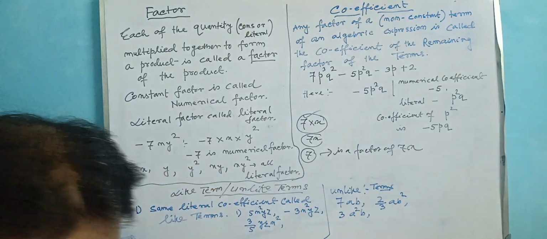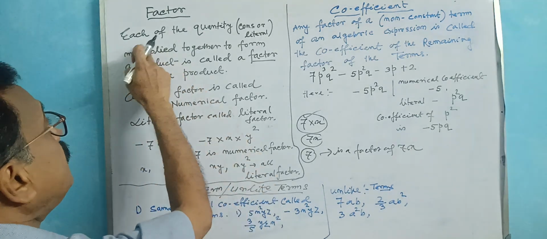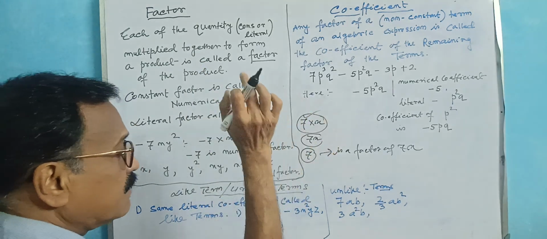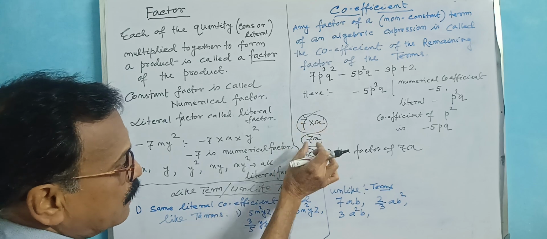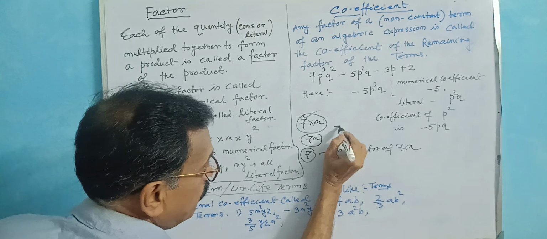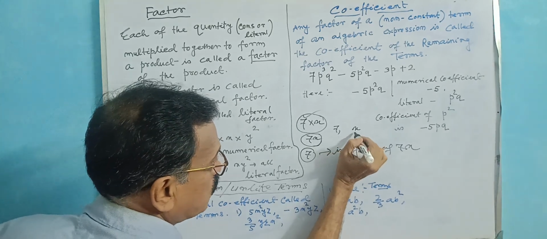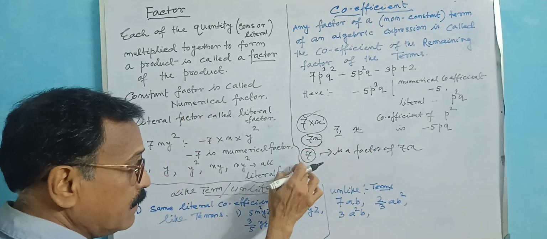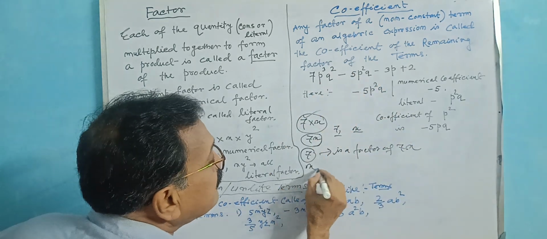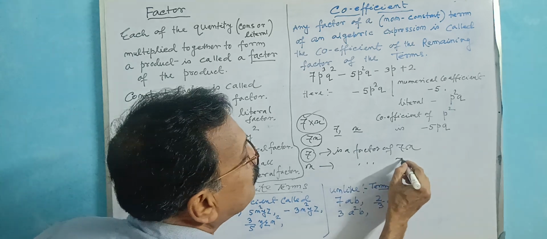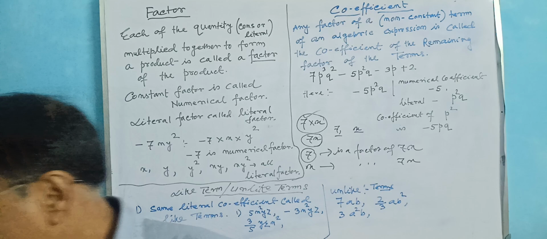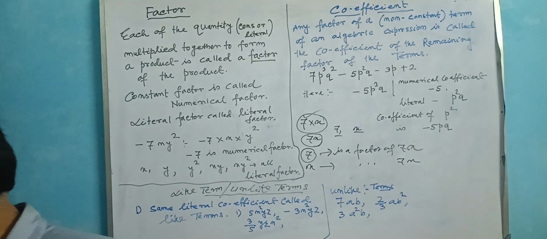What do you mean by the product? Each of the quantities, 7 separately or x separately. Suppose these two are multiplied to form a product 7x. Separately 7 is one quantity, x is also one quantity. Now 7 separately is a factor of 7x, and x is also a factor of 7x. That is the very important thing. So what you mean by the factor is a very important thing.